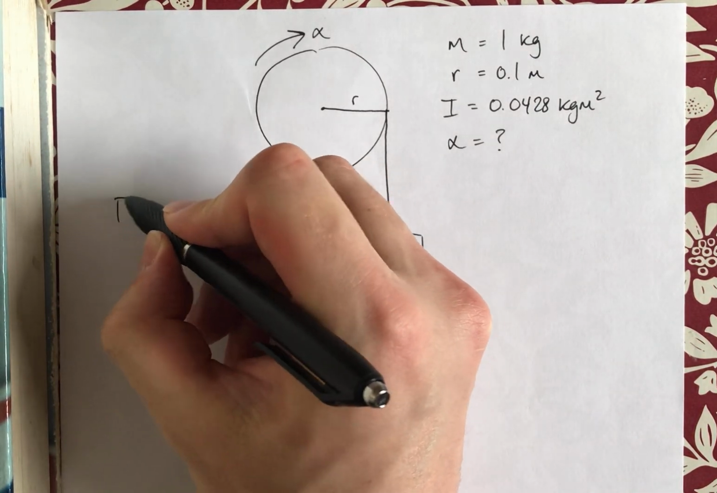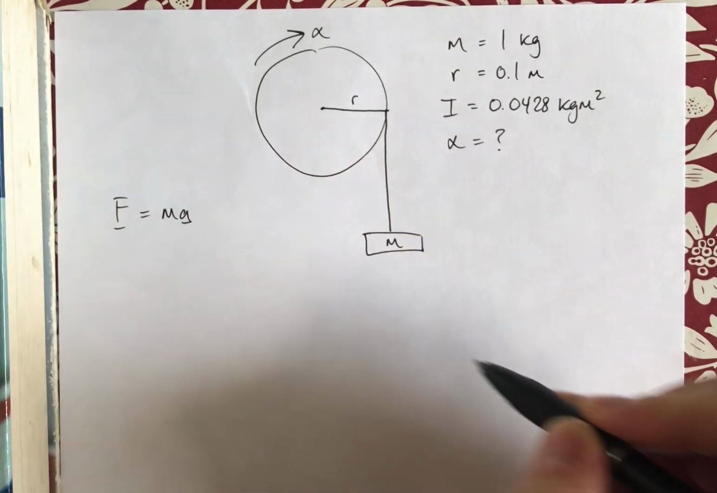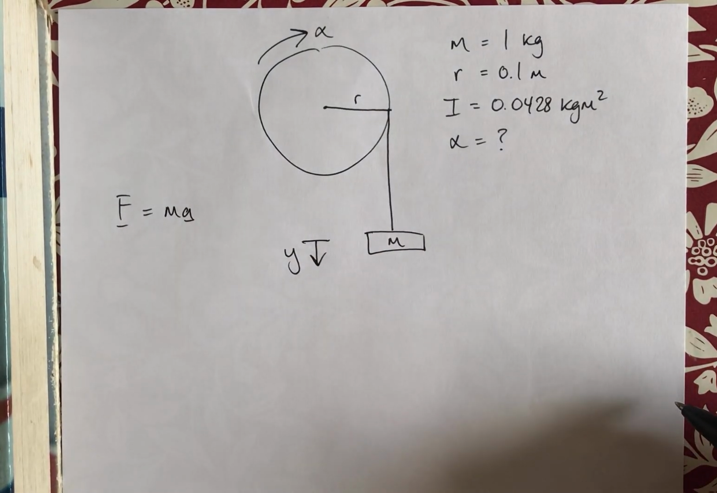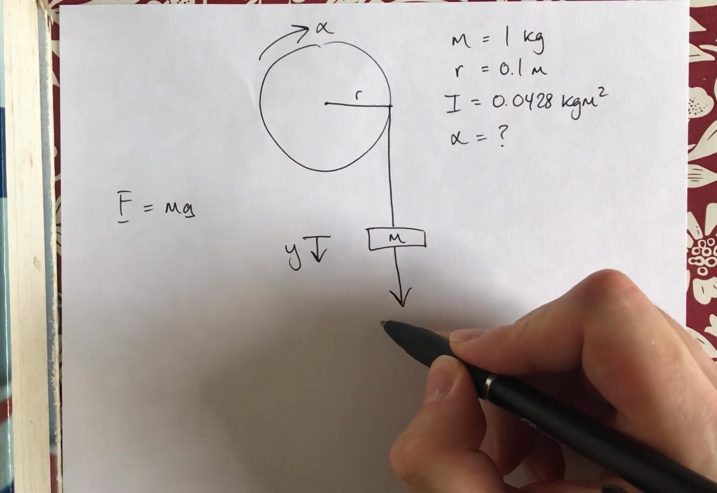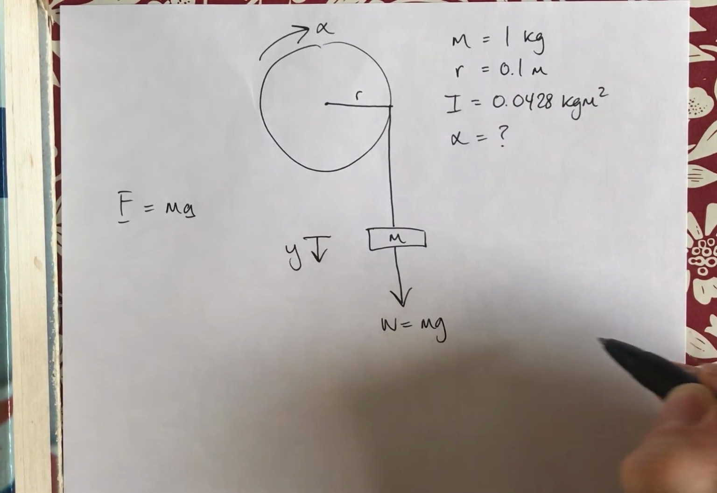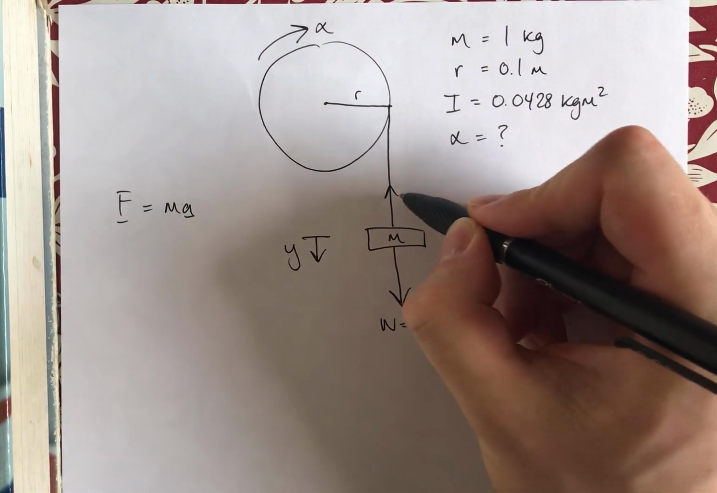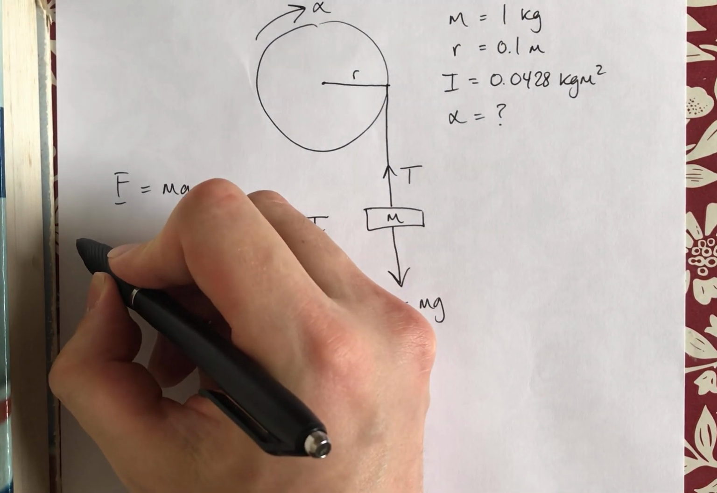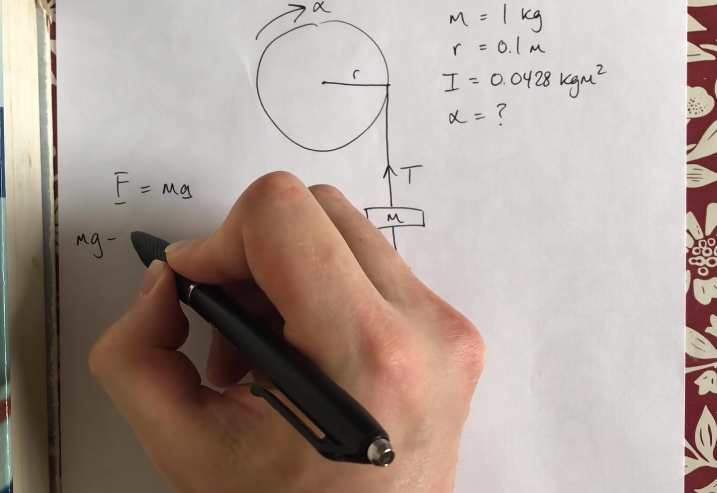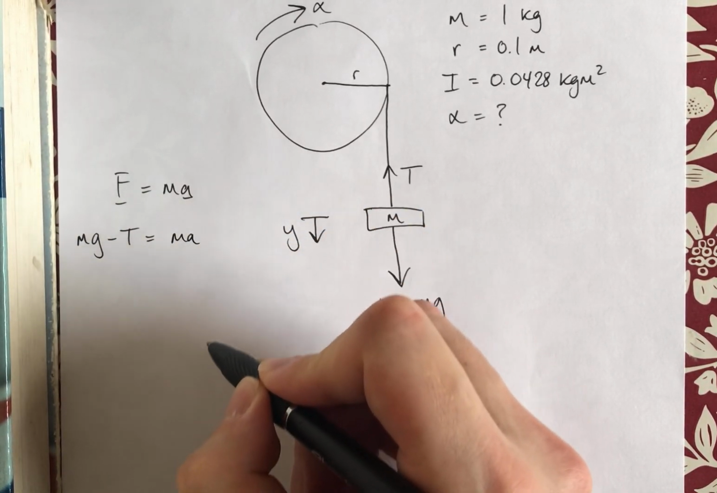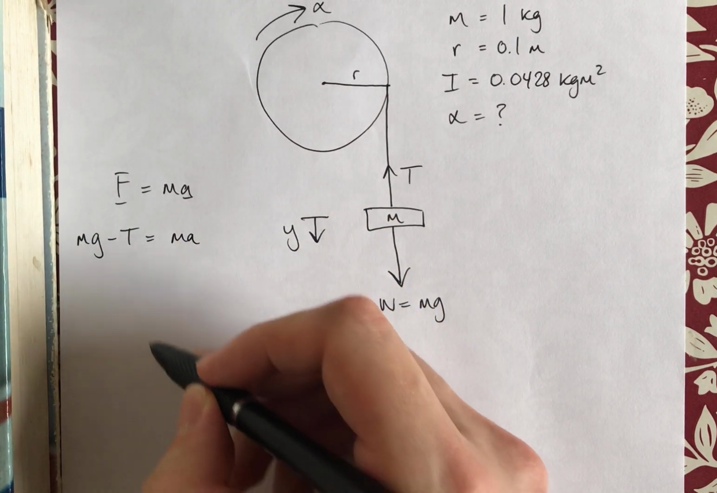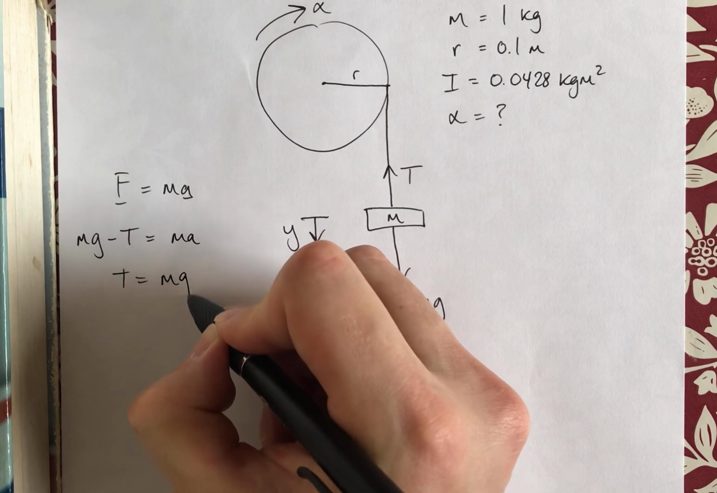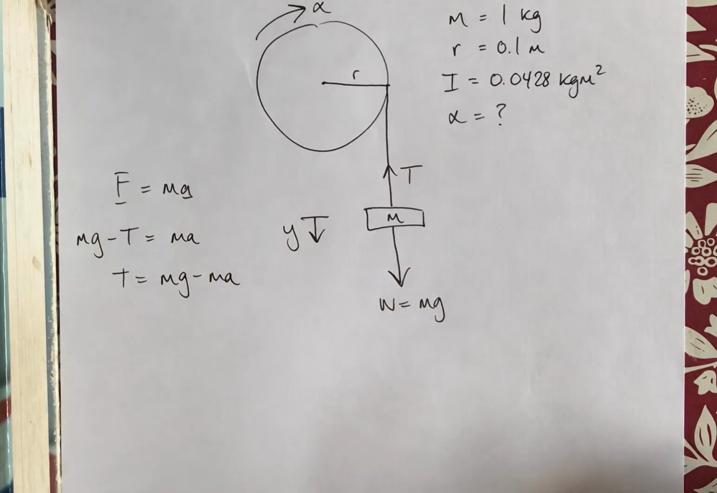So let's start with F equals ma for the linear motion, taking the downwards direction as the positive y direction. The weight is going to act downwards, W is equal to mg, in the positive y direction, and the tension is going to act upwards in the negative y direction. So substituting that in, we get mg minus T is equal to ma, and we're just going to rearrange and solve for T. So T is equal to mg minus ma.